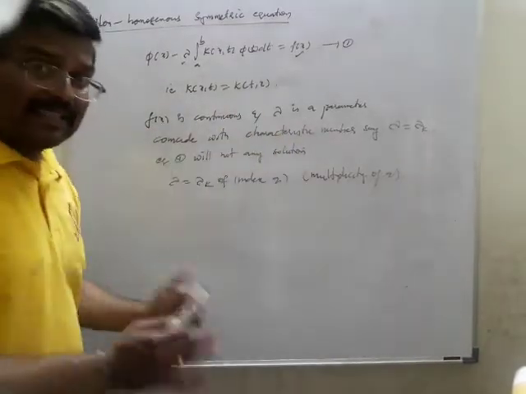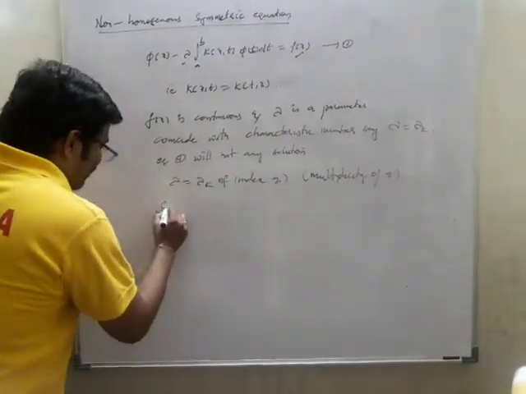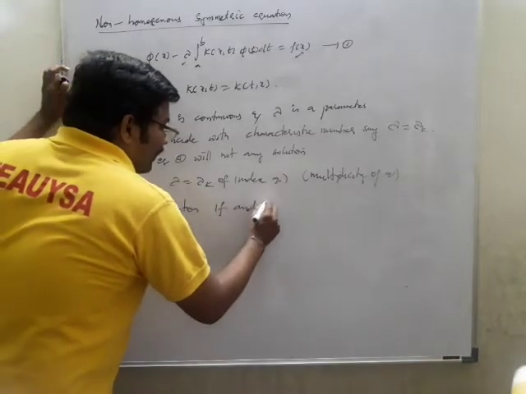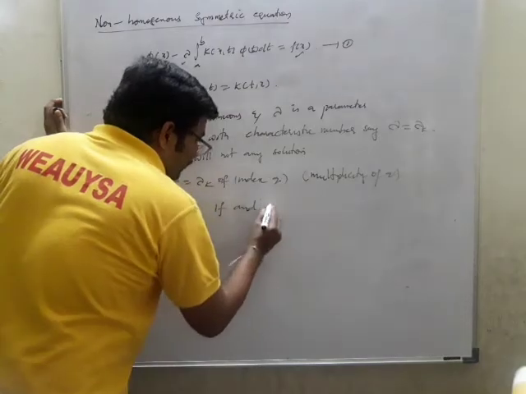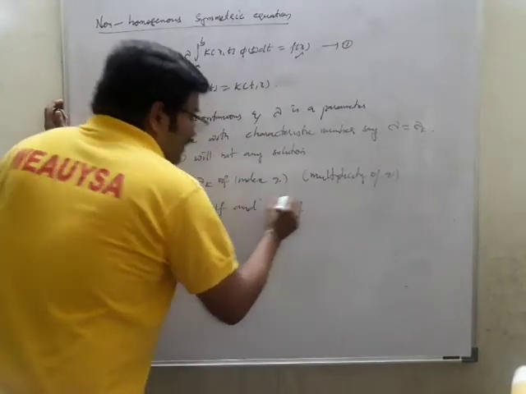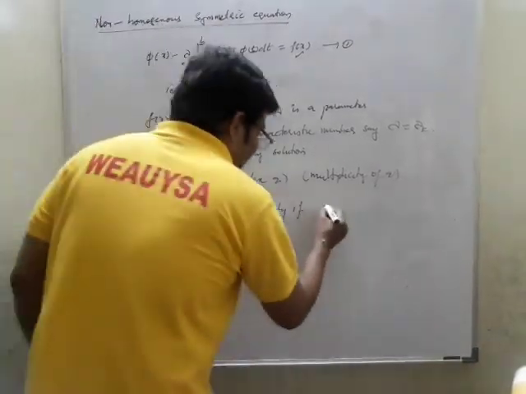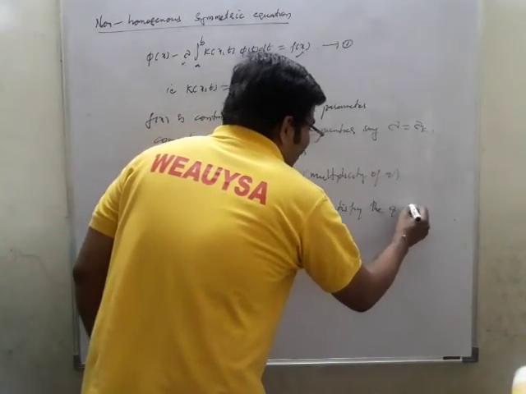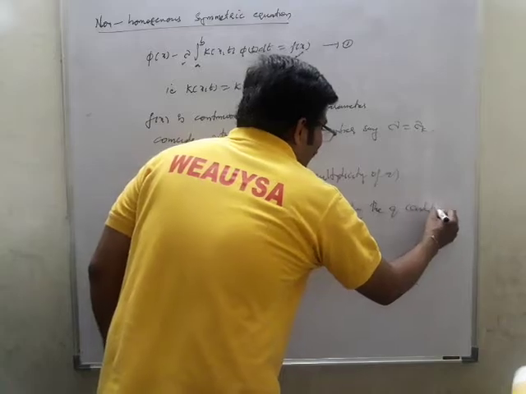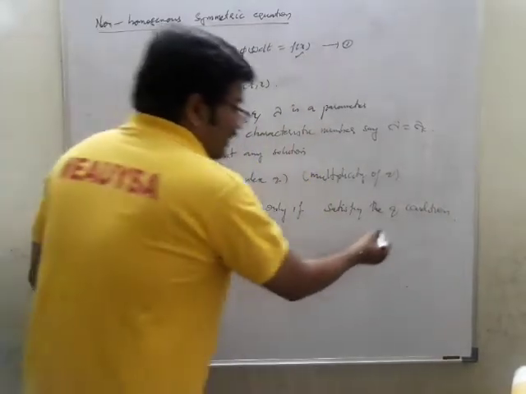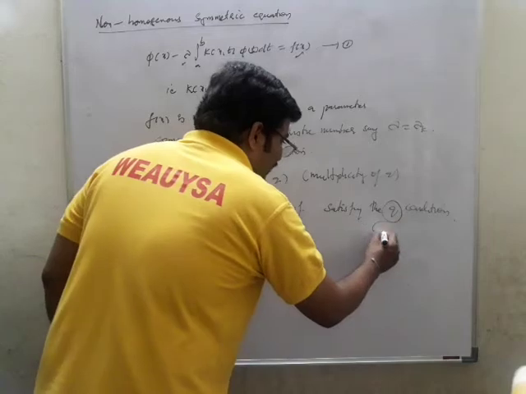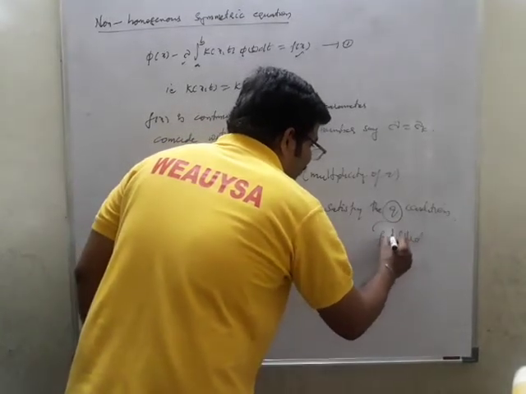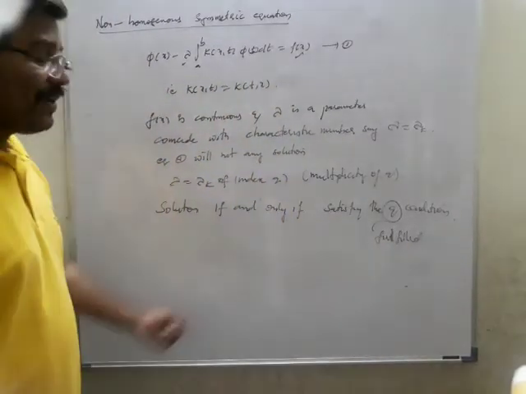If a solution exists, that is only possible if and only if it satisfies the q conditions, or the q conditions should be fulfilled. It should be fulfilled, the q conditions. Then only you can get the solution.